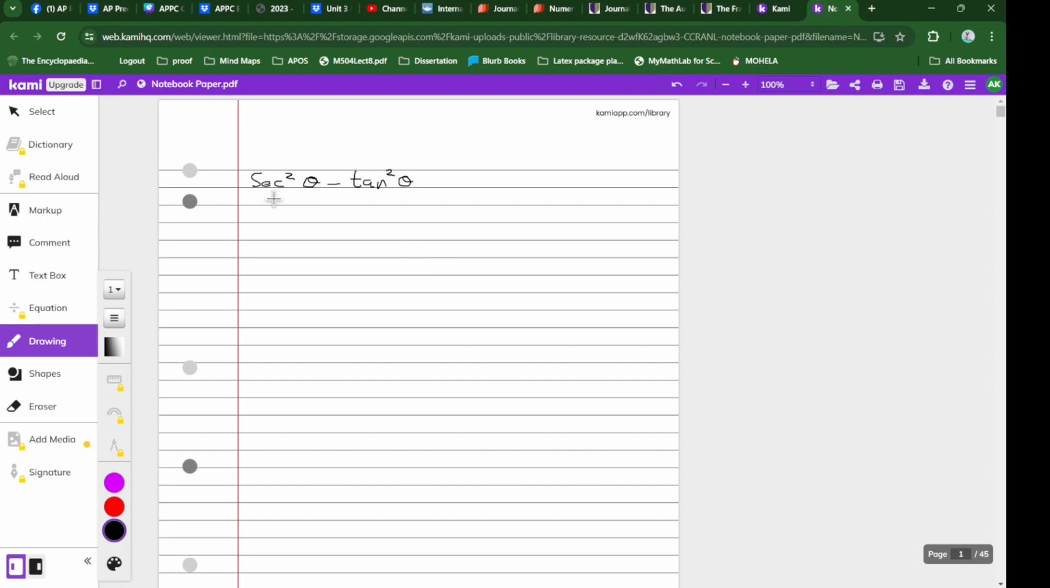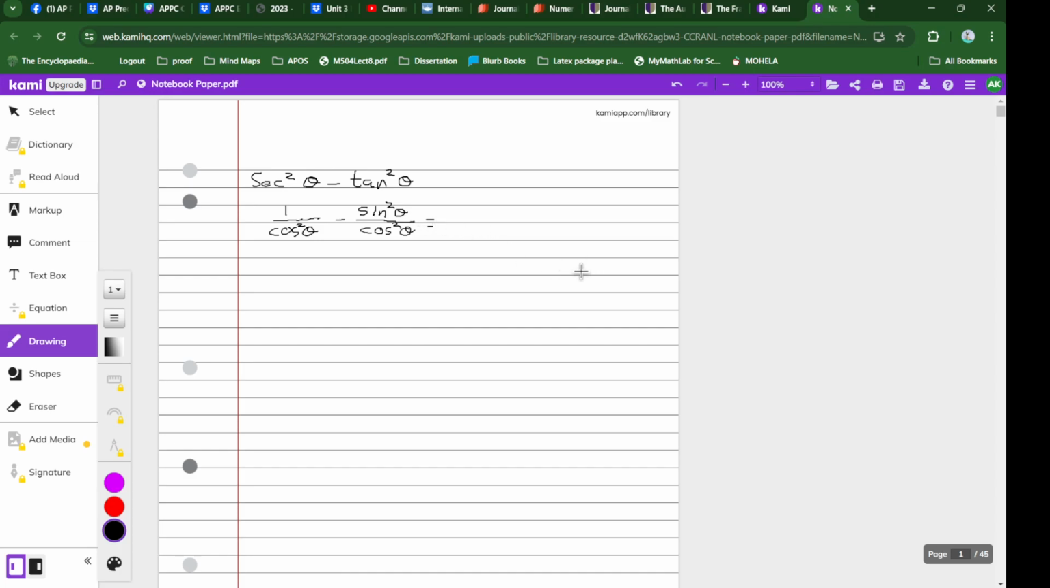One method is to use the reciprocal identity. Secant squared is just 1 over cosine squared theta. And I can do the same thing with tangent squared using the reciprocal identities, so that would be sine squared theta over cosine squared theta.